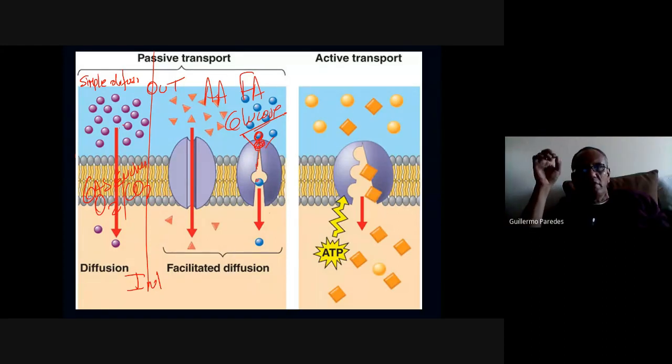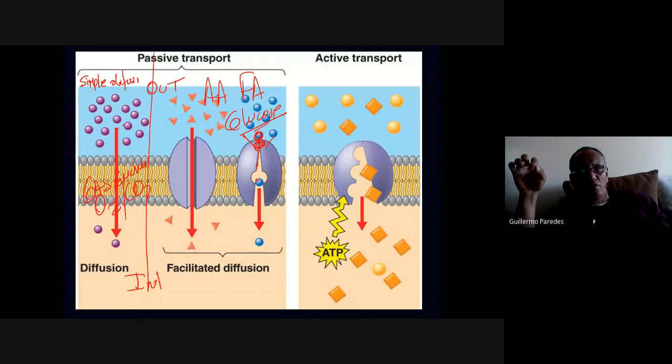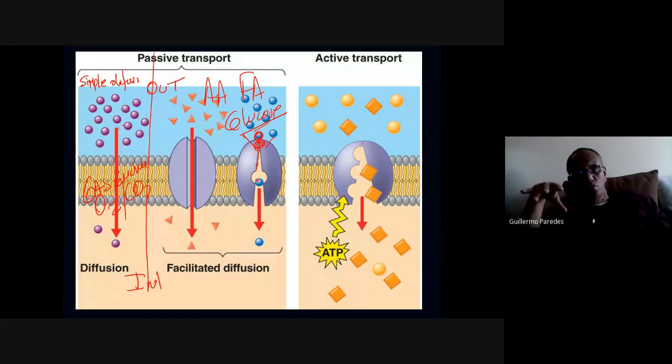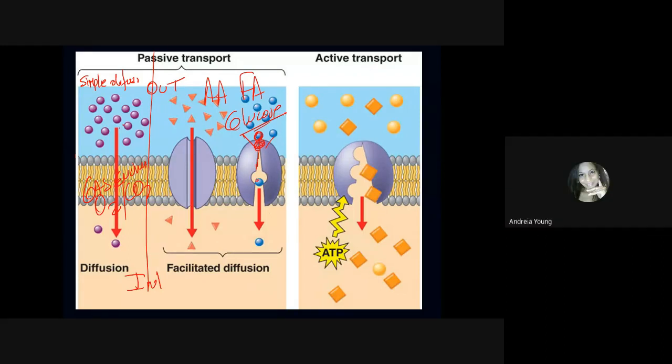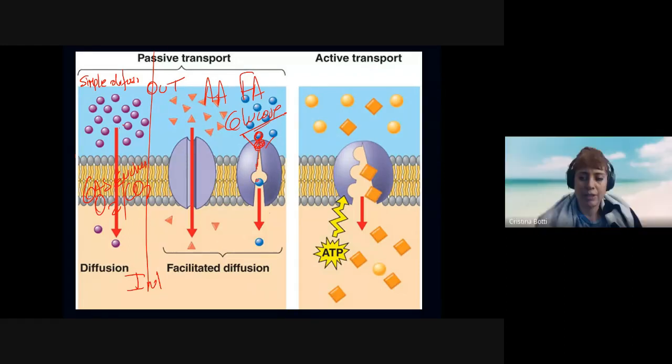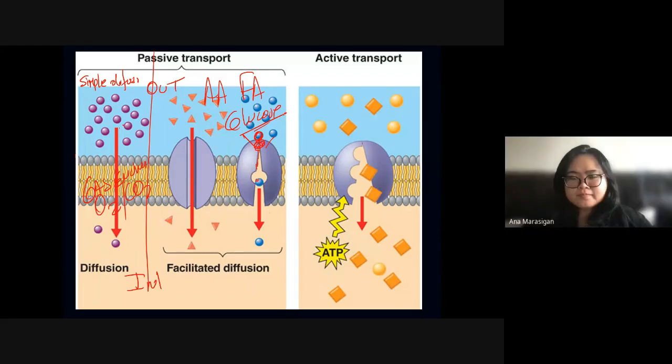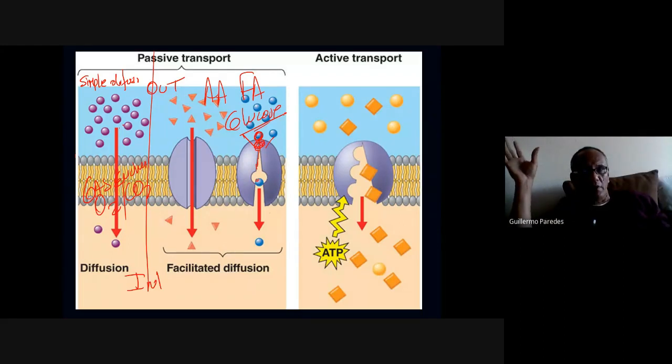Simple diffusion. Oh, and facilitated diffusion. Exactly. What is the classification of the passive transportation? Simple diffusion and facilitated diffusion. Do they need energy, yes or no? No. Right? And they follow the law of equilibrium. The universal law of equilibrium.